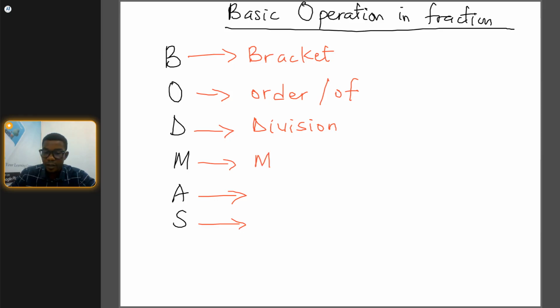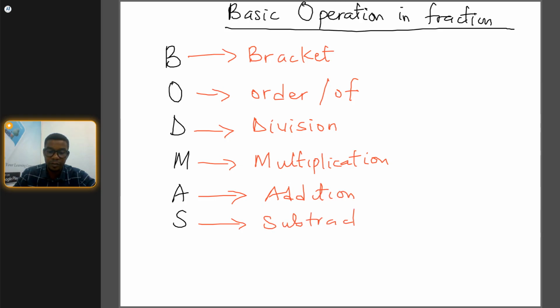Multiplication, great. Kingsley, that's great of you. Great response. On to the next. A stands for what? M stands for multiplication. What about A? Letter A stands for? Addition. Addition, that's great, Kingsley. Then letter S will be subtraction.